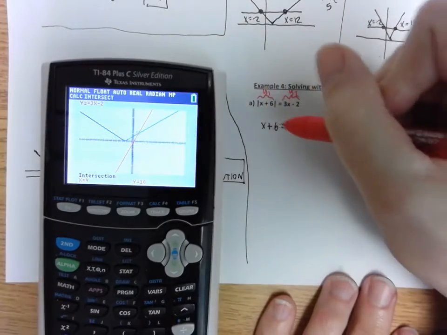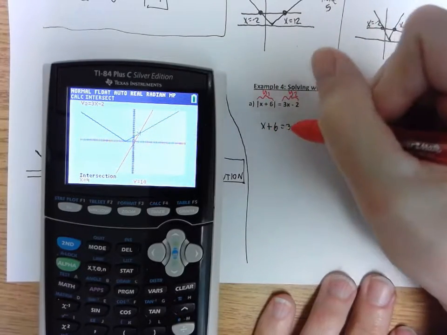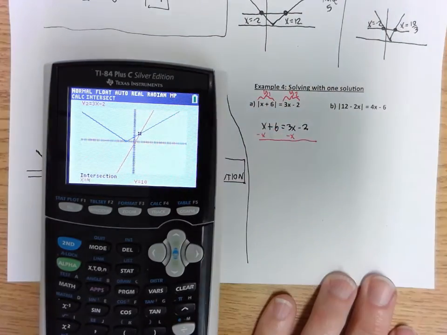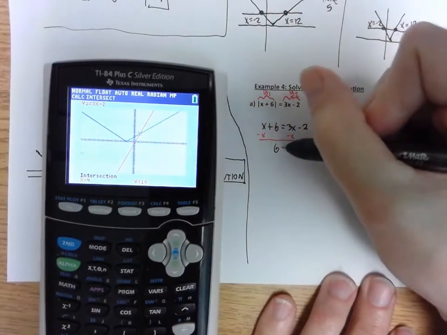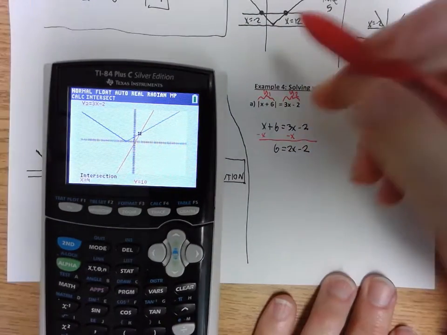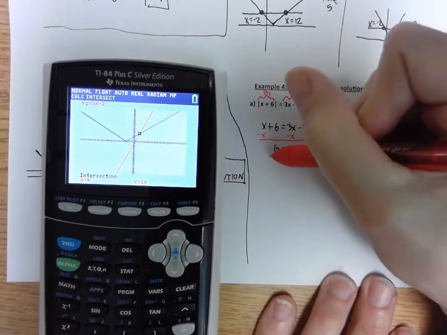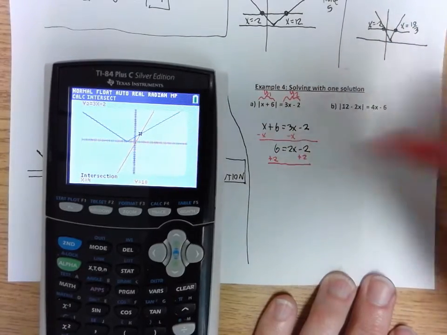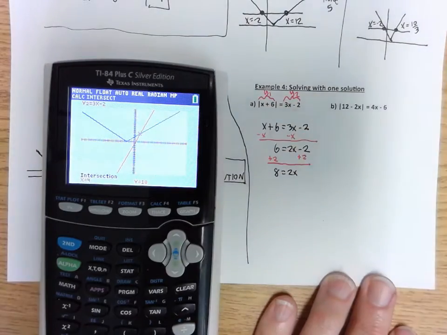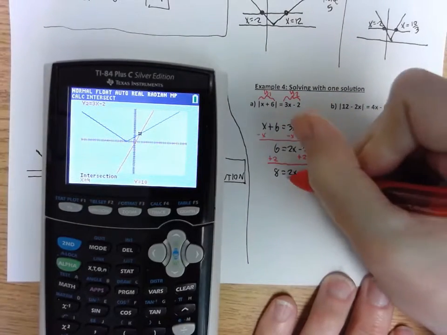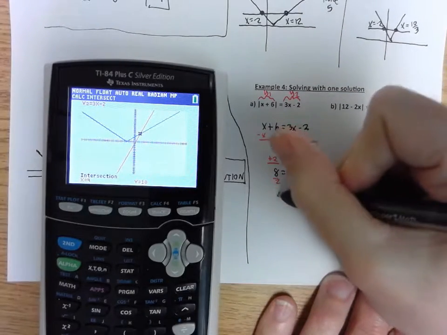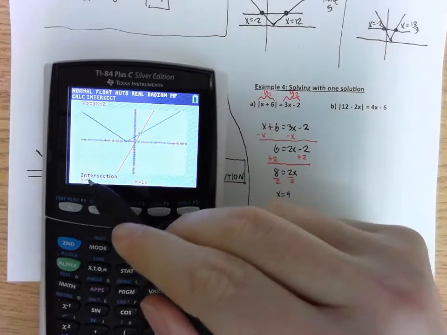And you're going to solve that. So I'm going to subtract the x from both sides. You get 6 equals 2x minus 2. Then I'm going to add 2 to both sides. That's 8 equals 2x. Then I'm going to divide by 2. And x equals 4. So there is your 4.